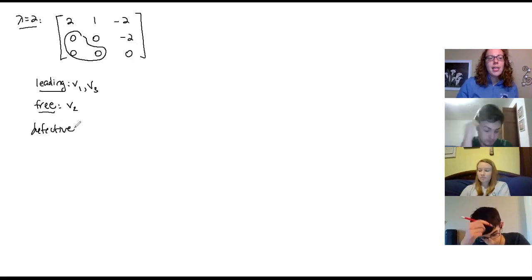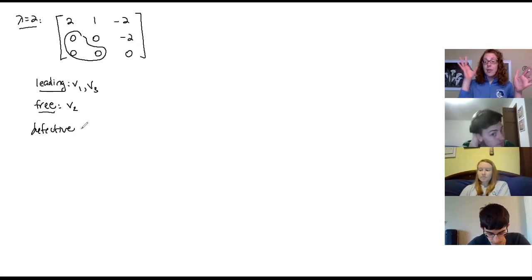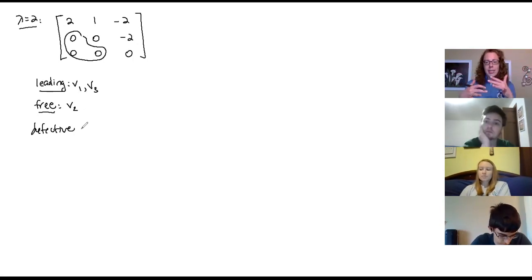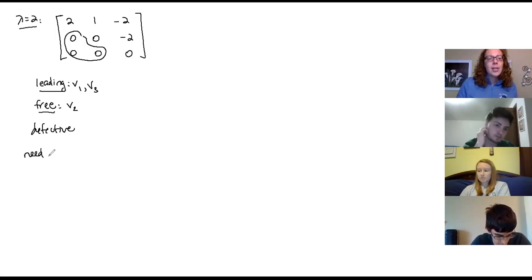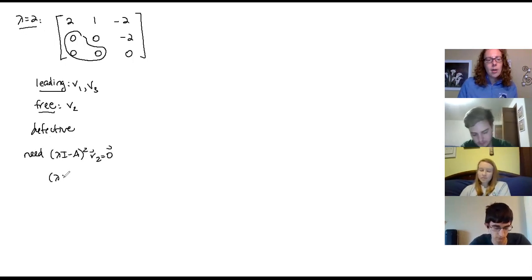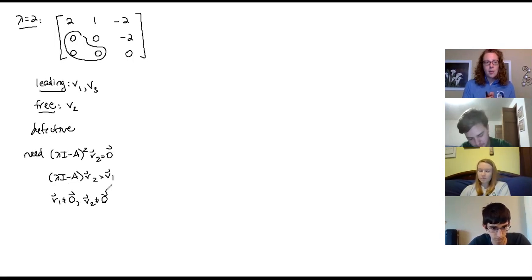So Seth, this is the example that you were asking about. I have a non-defective eigenvalue and I have a defective eigenvalue. So we're kind of mixing and matching techniques here. All right, so this is defective. That means I need 3 things. First of all, lambda I minus A squared times V2 equals 0. Lambda I minus A times V2 equals V1. And I need V1 not equal to the 0 vector and V2 not equal to the 0 vector.